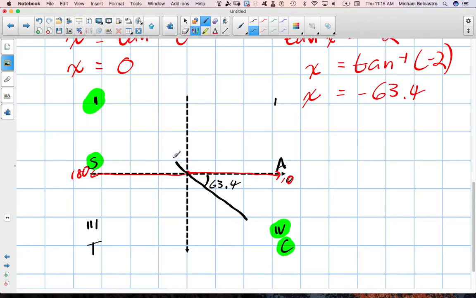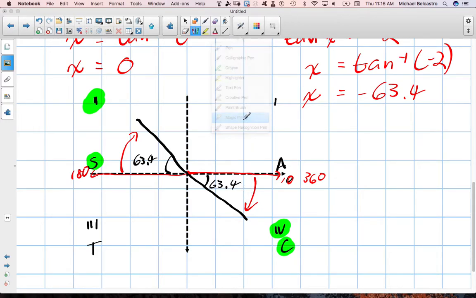And same with this concept. We're going to go 63.4 degrees from the horizontal, from the x-axis, okay? And then we can build our angles from there. In this case, we would take 180 and go back 63.4 degrees. And same concept here, we go from 360 degrees and go back 63.4 degrees. So there's two possible answers.